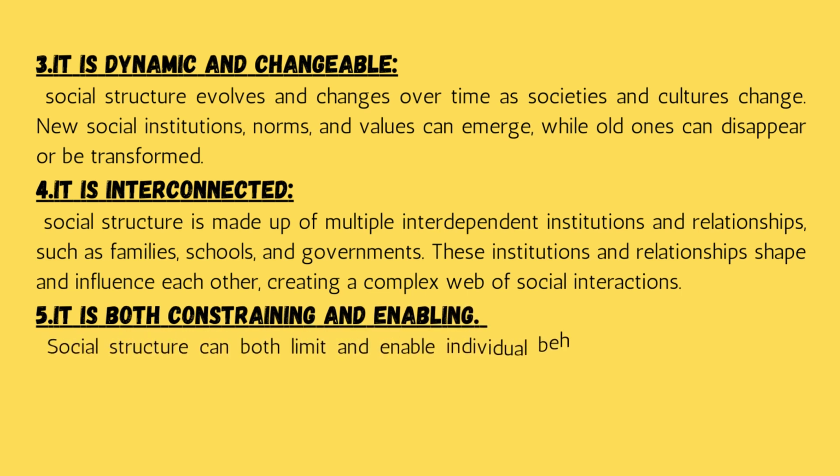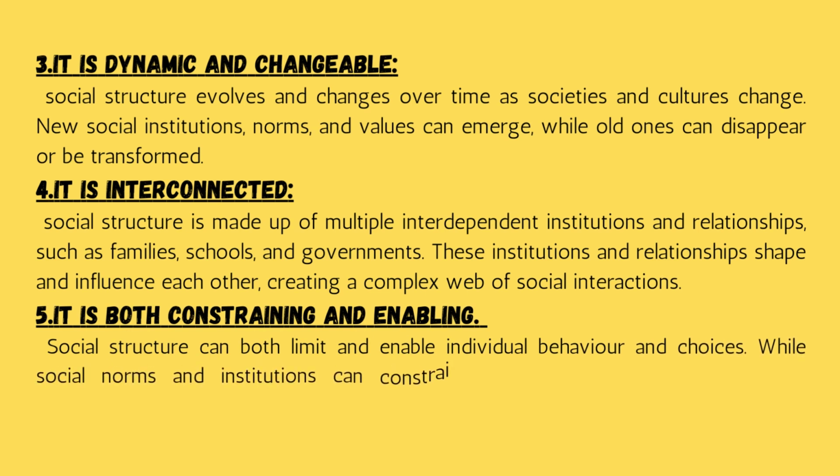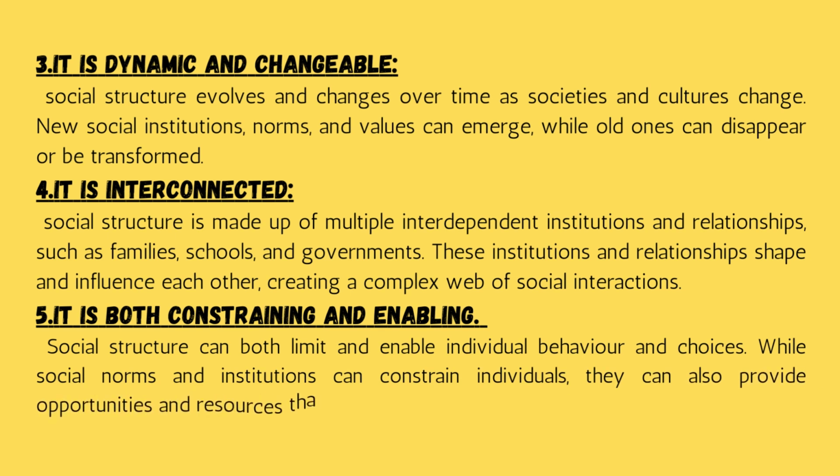Number 5. It is both constraining and enabling. Social structure can both limit and enable individual behavior and choices. While social norms and institutions can constrain individuals, they can also provide opportunities and resources that individuals can use to achieve their goals.